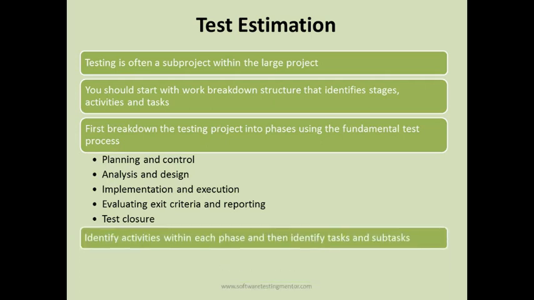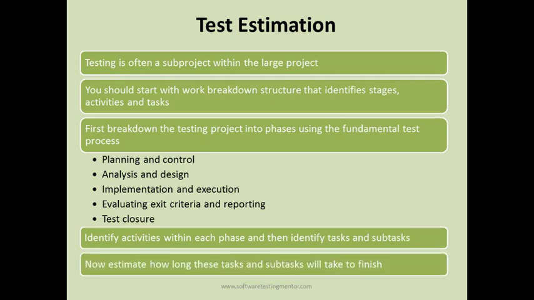Then identify what will be the activities within each phase. For example, what will be the activities in the planning and control phase? What will be the activities in the analysis and design phase? And then identify tasks and subtasks for those activities in these phases. Once you are done with identifying activities, tasks and subtasks, then you can estimate how long these tasks and subtasks will take to finish. So this is the flow for doing test estimation. This is the right way to do test estimation in the test cycle.